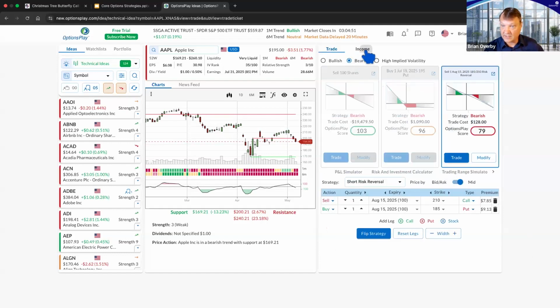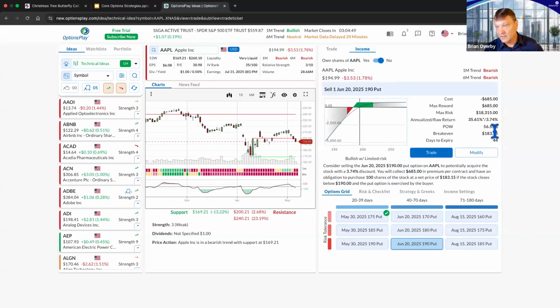And we looked at that. We clicked income. We say we don't have it. Going out, 190 is the put that we're looking at, the June contract. Bringing in $6.85, $685 per one contract, saying I want to buy the stock at 190. This is where our break even is. Stock is here. We'd be buying the stock down at this level. Solid amount of premium for 44 days.